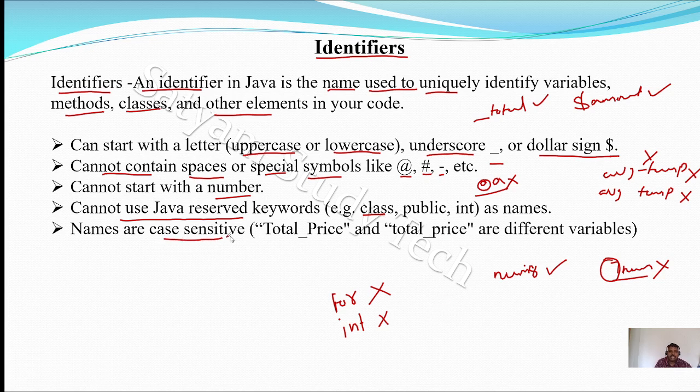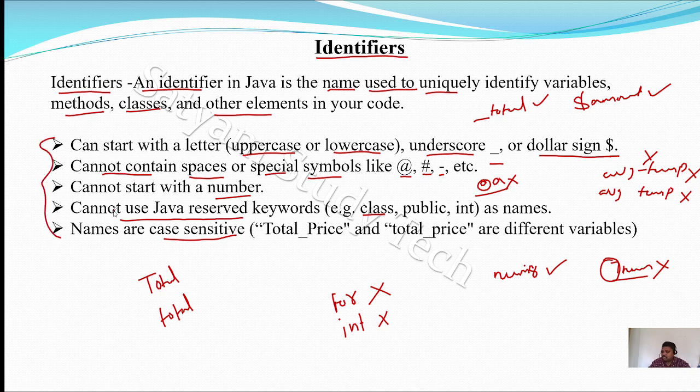Names are case sensitive. For example, in totalPrice, total is different from Total here. These are case sensitive. So these are the rules of identifiers. When you create any variable, method or class, you use an identifier, and these are the rules.